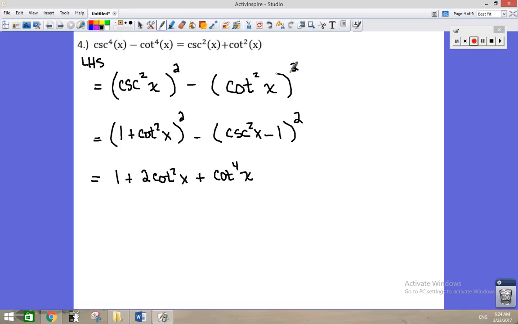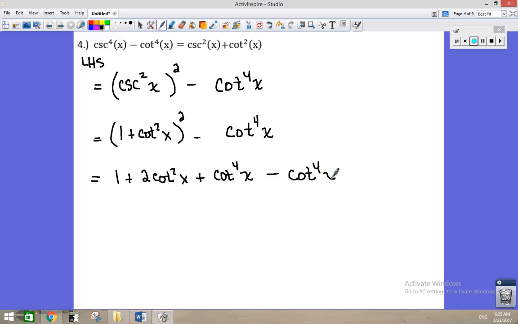You know what? Right here I've got cotangent to the fourth. So what if we leave this one alone, cotangent to the fourth, like we had up here? Let's try this. So if I focus my attention on that cosecant squared and replace it with 1 plus cotangent squared, okay, when I square that out, then I have this minus cotangent to the fourth of x.